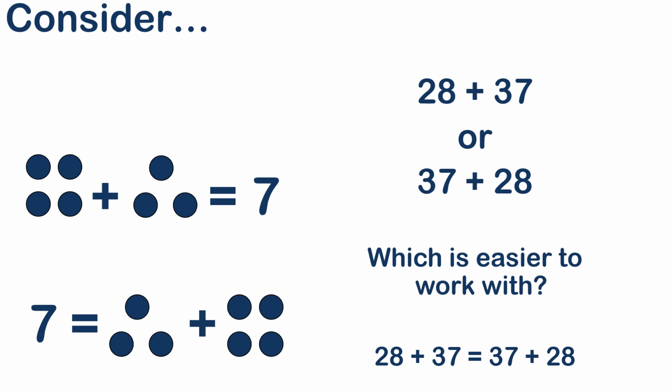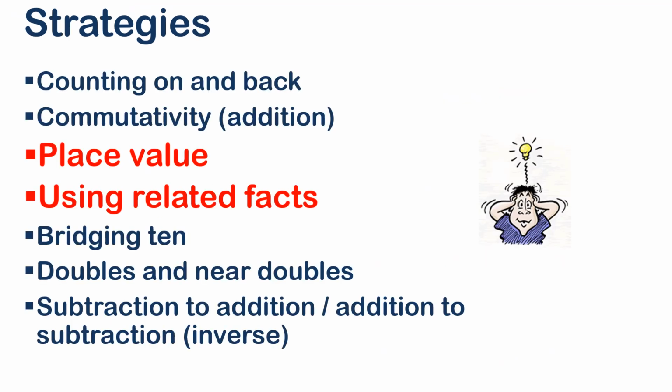And again, there's the example from earlier, 28 plus 37 or 37 plus 28. Think big, count small. Which one's easier to work with? What are the strategies that we're going to use to be able to separate those out? And again, we're still in this mental space. We can use some jottings, but we're still trying to calculate these mentally. Place value and using unrelated facts.